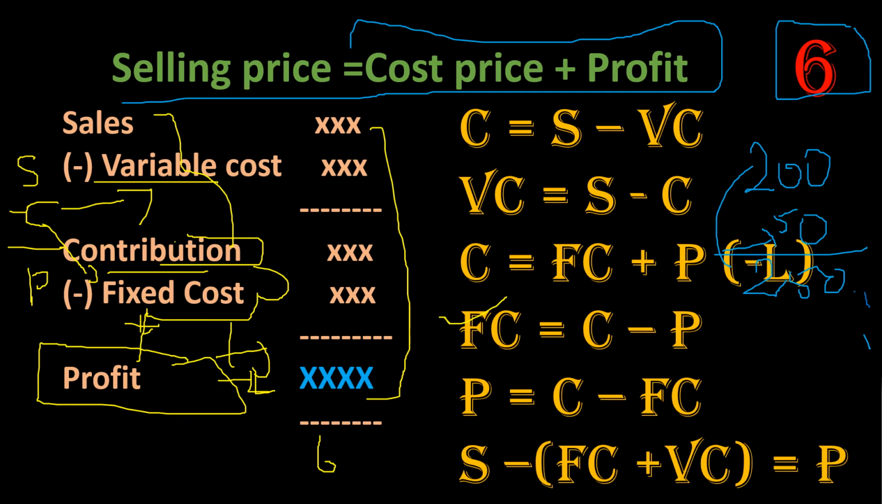Next, profit is equal to contribution minus fixed cost. So in order to find the profit, we deduct the fixed cost from the contribution. Next, sales minus fixed cost plus variable cost gives you the profit. It is a simple format, like sales minus cost gives you the profit. At first it may look confusing, but when you write the statement in your note and try to derive all those 6 formulas, it will be easier for you in applying them in your exams.